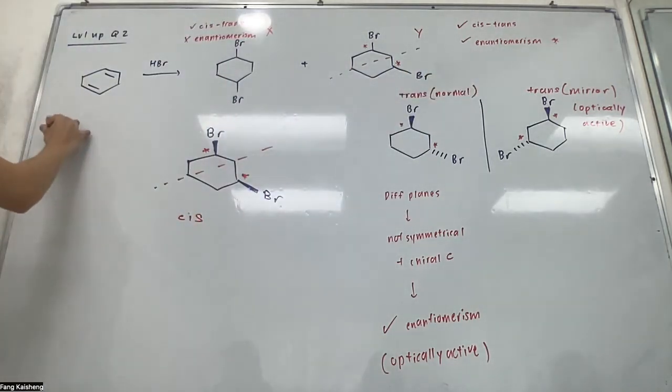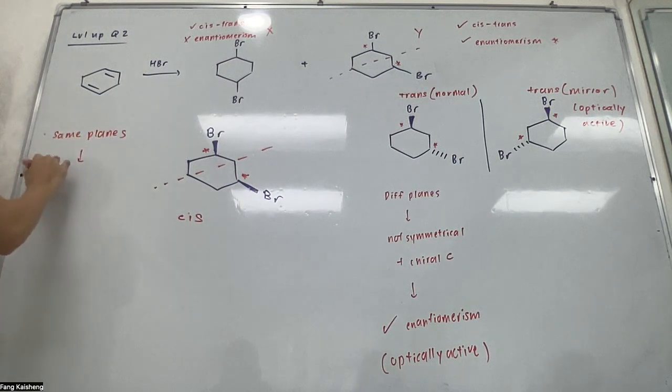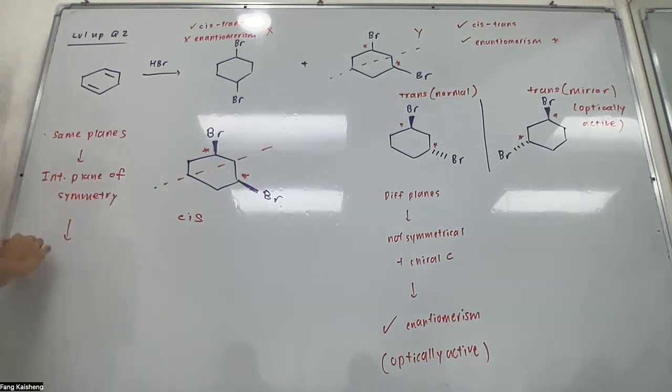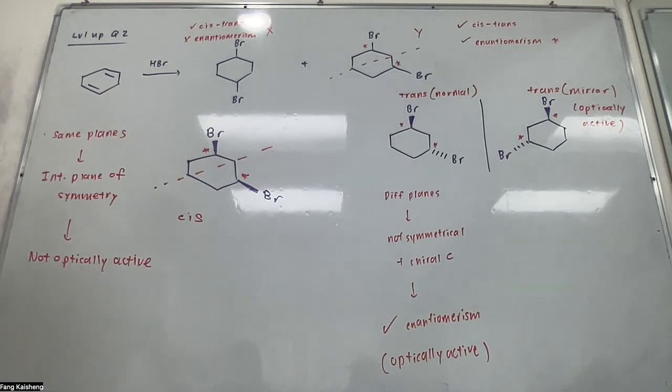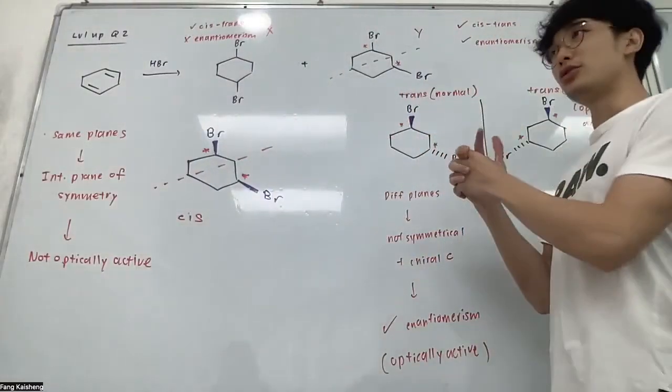So in other words, I'm going to give an explanation for this. When they are on the same planes, there's an internal plane of symmetry. And as a result, not optically active. So we have yet again combined the cis and the trans idea together. Slightly challenging question, I know. But I need to show you guys how.